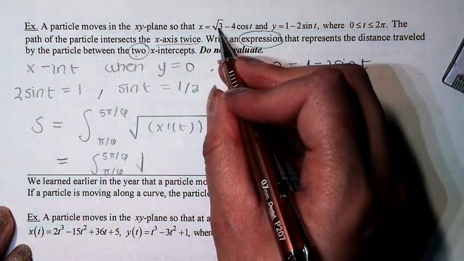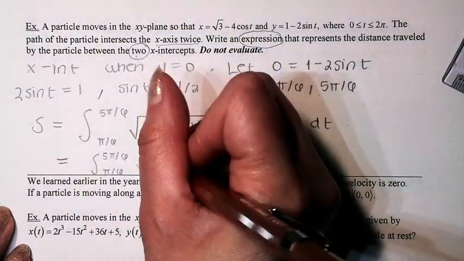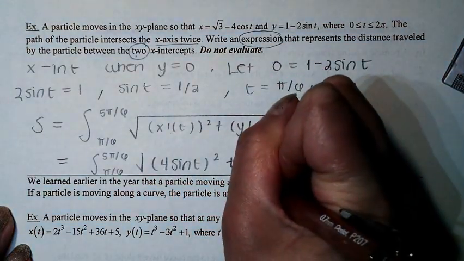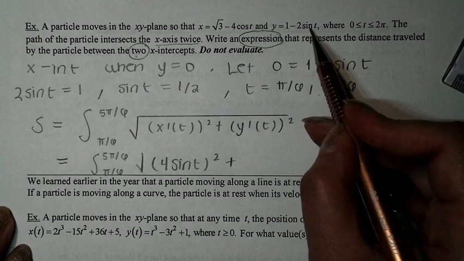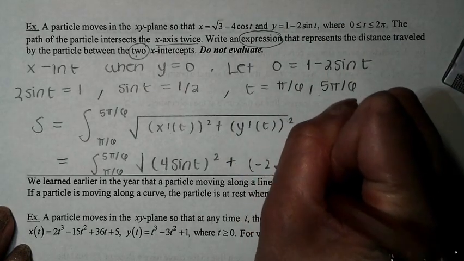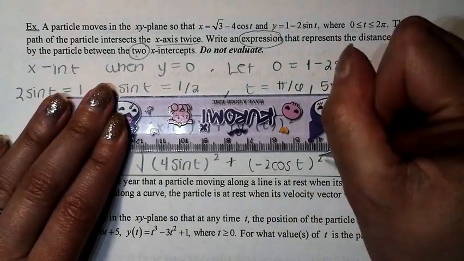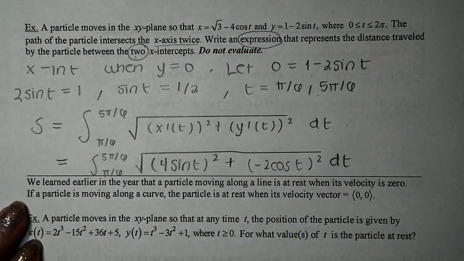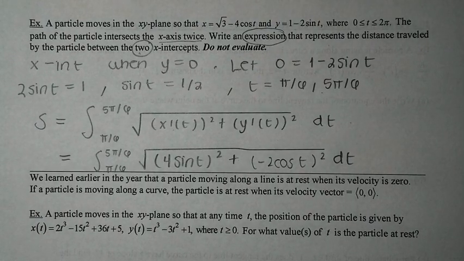So you take the derivative of root 3, that's 0, and then the derivative of negative 4 cos t is going to be 4 sine t, all squared, plus, and then ask yourself, what is the derivative of 1 minus 2 sine of t? That's going to be negative 2 cos t, all of this squared, and then you can leave it like that. Once you put the square root there and the dt, that is the expression that they were looking for. Isn't that nice? So you can see that sometimes the questions look a little bit funky, but the reality is that they are not that bad.